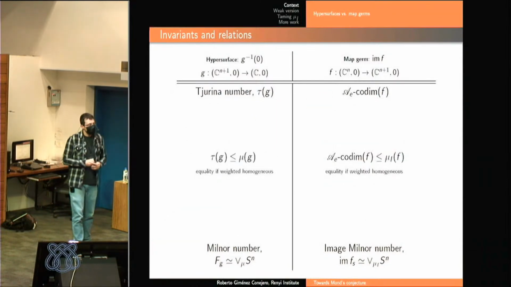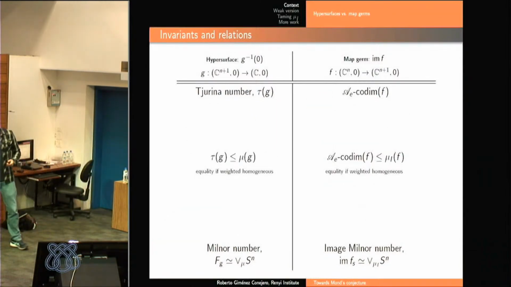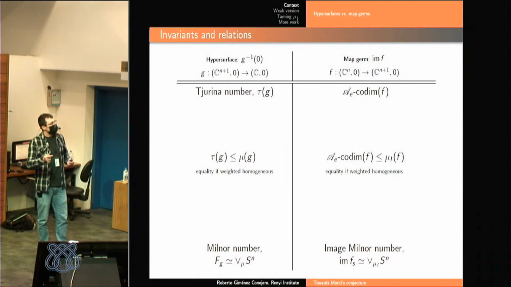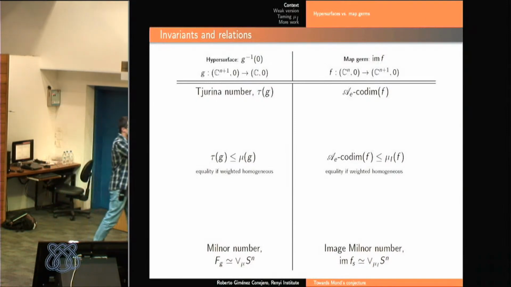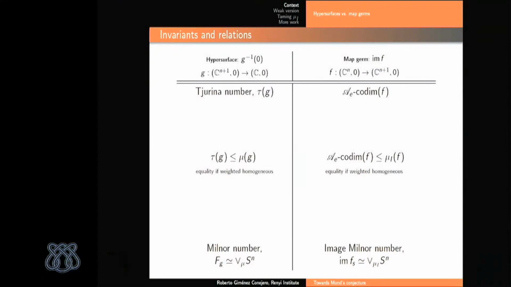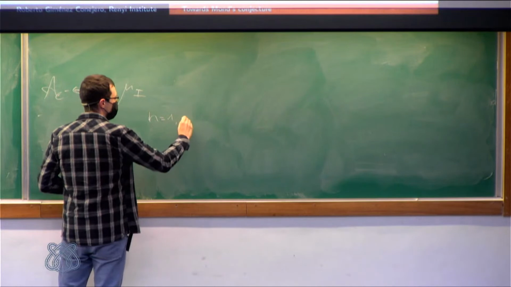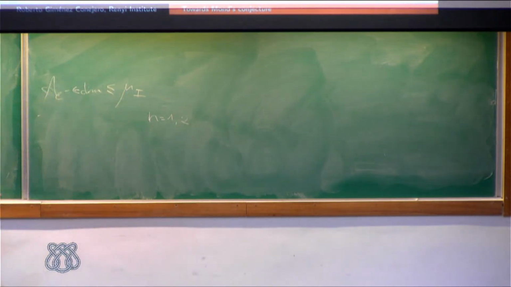And finally, we have a Milnor-Tjurina relation. For hypersurfaces, it is trivial to see that the Tjurina number is less than or equal to the Milnor number, with equality in the weighted homogeneous case. But for map germs, we have this relation that the A-e codimension is less than or equal to the image Milnor number, with equality in the weighted homogeneous case. There are some cases that we know, for example, we know that for n equal to 1 and 2, this is true. This is due to Damon and Mond. In general, this is a very open question, and this is called Mond's conjecture.